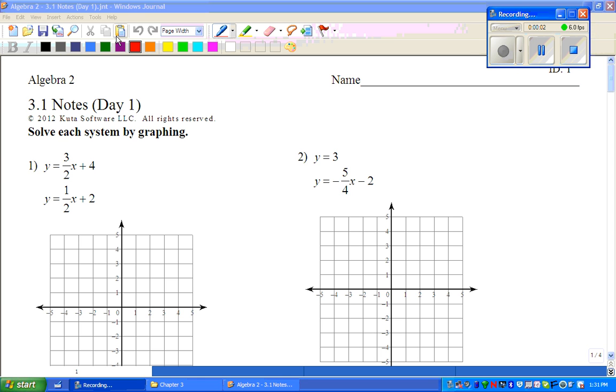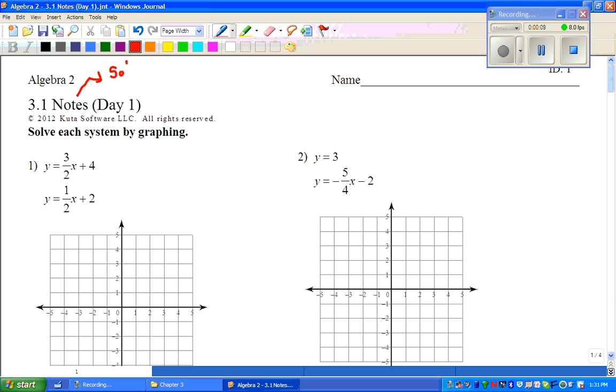Today's lesson is 3.1, and what we're going to talk about today is solving systems of equations. We're going to be solving systems of equations today by graphing, okay?